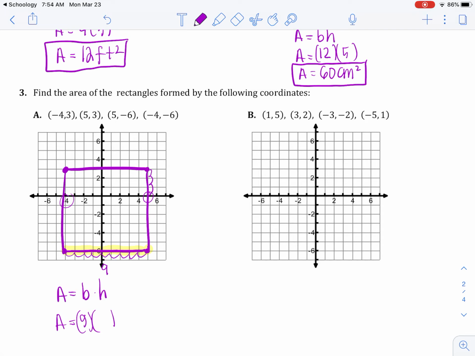So 9 times, and now I need the height. You can do the same method, 1, 2, 3, or you can say this is 3 up, so that's 3. This is 6 down, so that's 6. 3 times 6, or sorry, 3 plus 6, that's 9. So the area is 81, and then I still need my units. I wasn't given a unit, so this is units squared.